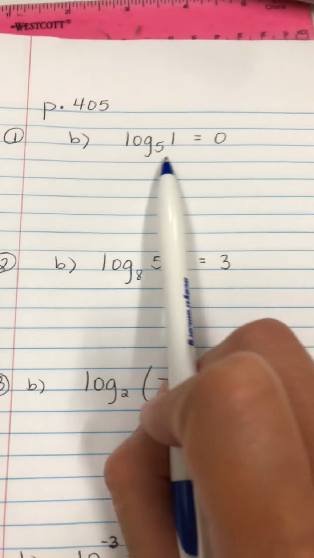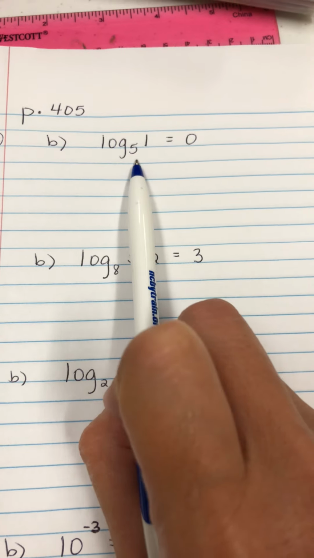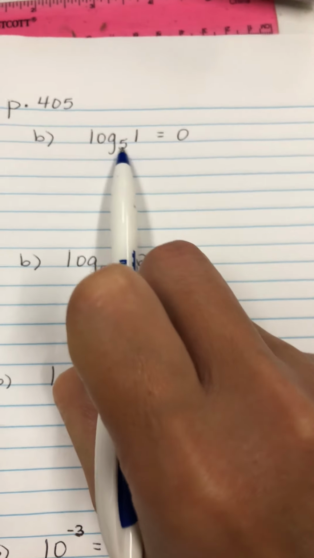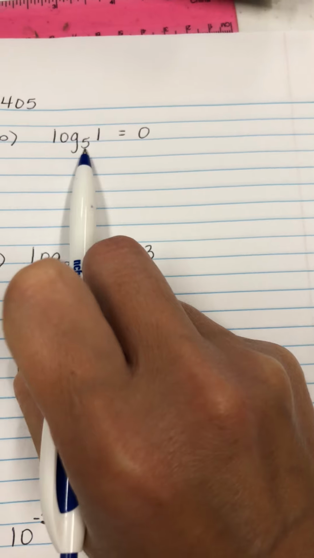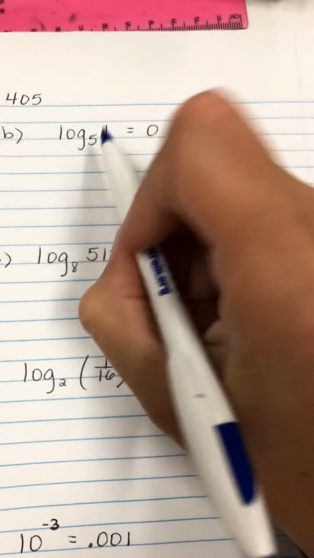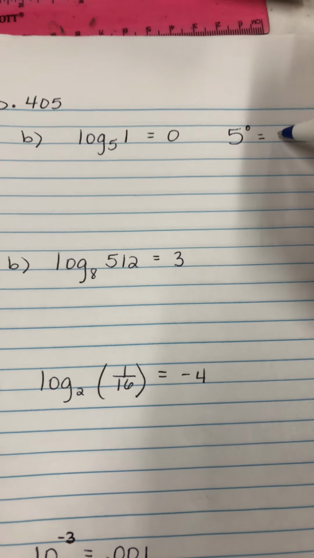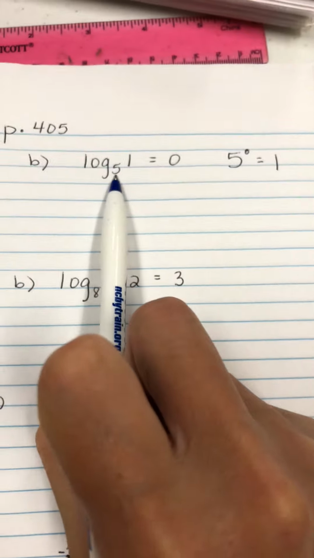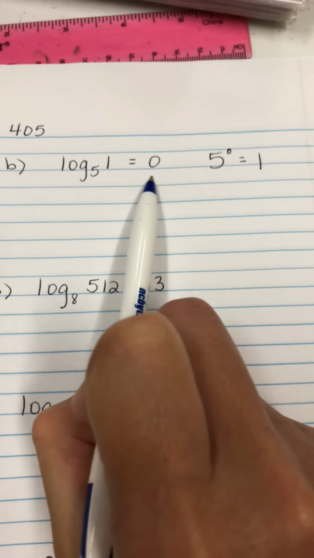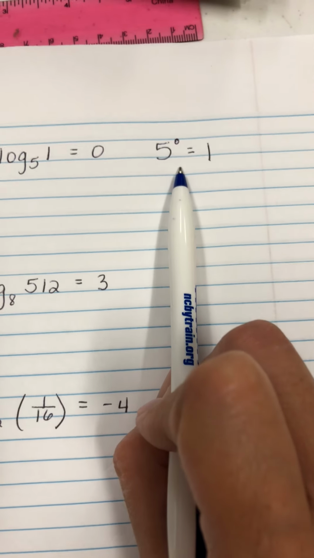What we're doing here is to rewrite this log into the exponent form. So here's what we're going to do. The base is a base 5. So I'm going to take that base 5, raise it to the 0 power, and then I can set it equal to 1. The base 5 raised to the 0 power should equal the 1. So that's how I write it in exponent form.